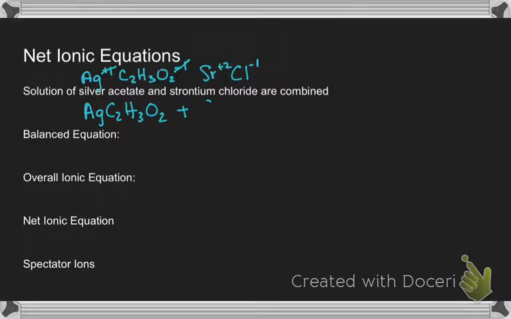So the formula is SrCl2. Okay, now this is a double replacement reaction. So the cation from one compound will combine with the anion from the other. So the silver and the chlorine will come together, and then the strontium and the acetate will come together. And remember, when you predict your products for a double replacement reaction, they have to be chemically correct. So I can't just copy everything over.